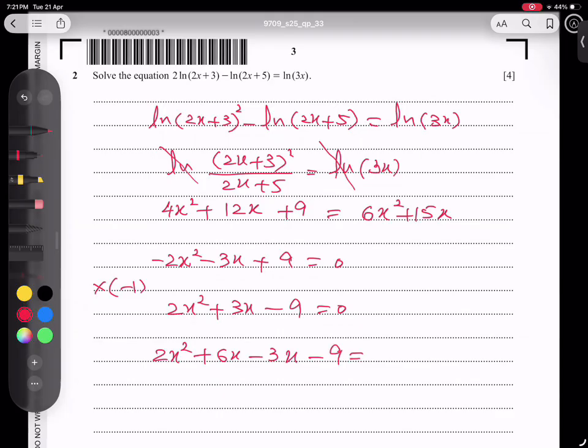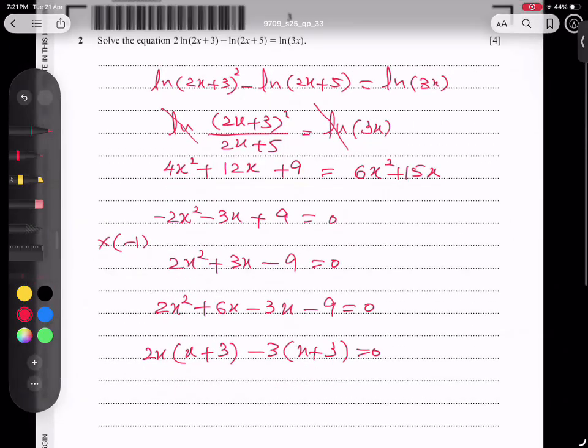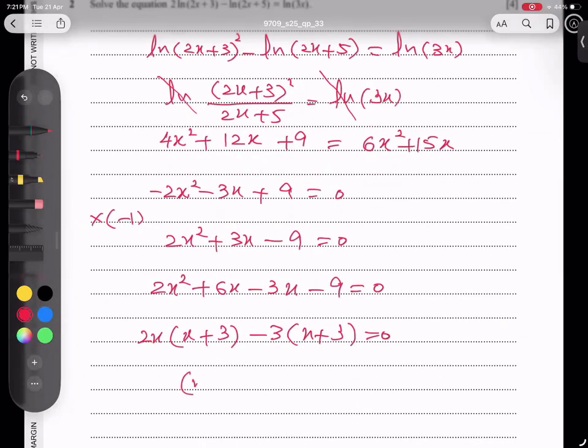So we can factorize 2x common. I'm getting x plus 3. Here negative 3 common. I got x plus 3. And now we are going to simplify further. x plus 3 and 2x minus 3 is equal to 0. And if we look carefully, we can get the answer easily.